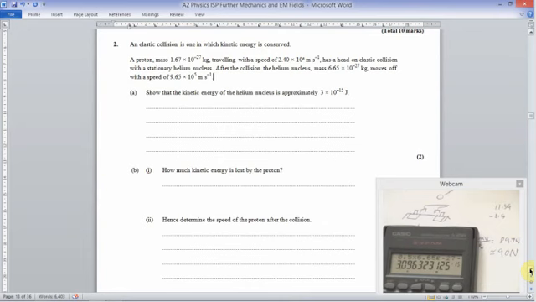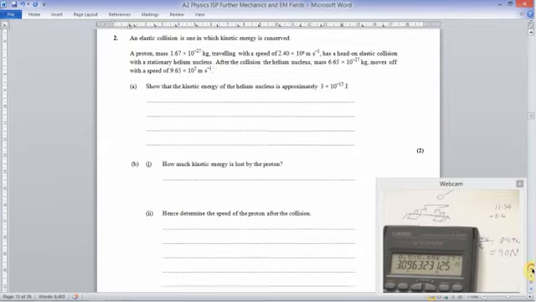So, essentially, it's the amount of kinetic energy the helium nucleus has gained. The helium nucleus had no kinetic energy beforehand, so all of this energy the helium nucleus now has must have been given to it by the proton. Okay? So the amount of kinetic energy lost is 3 times 10 to the minus 15.